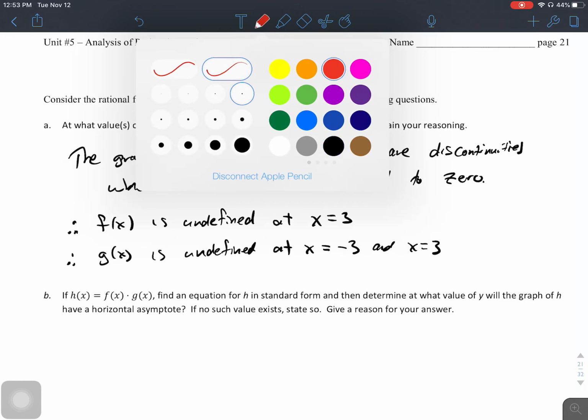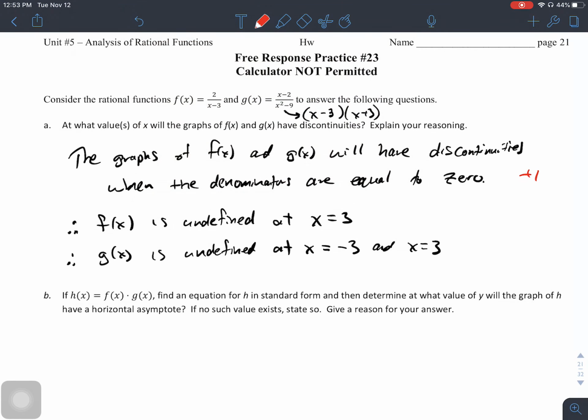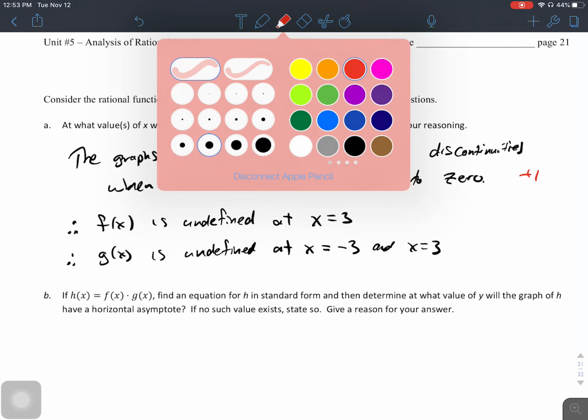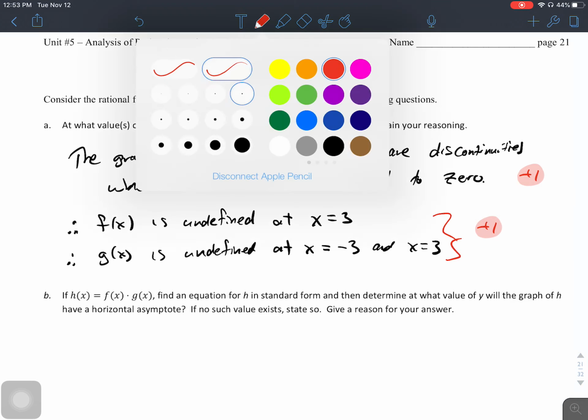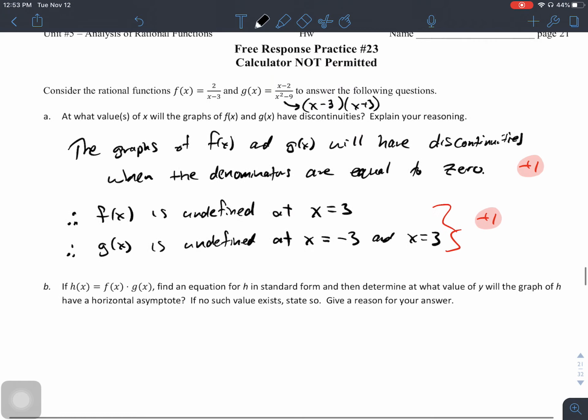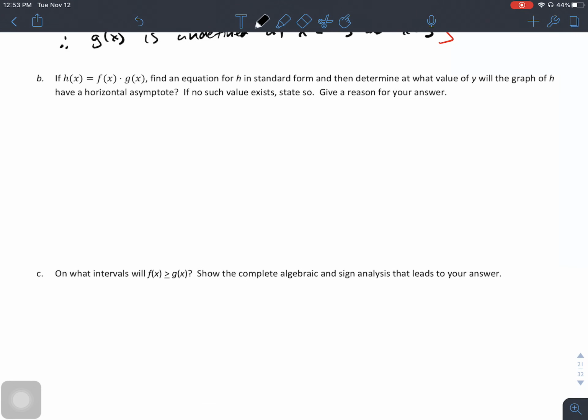Free response question. This would be worth 1 point. The reason, and then these two together would be worth 1 point. B. If h of x is the product of f and g, find an equation for h in standard form and then determine at which values of y will the graph of h have a horizontal asymptote. If no such value exists, state so. Give a reason for your answer.